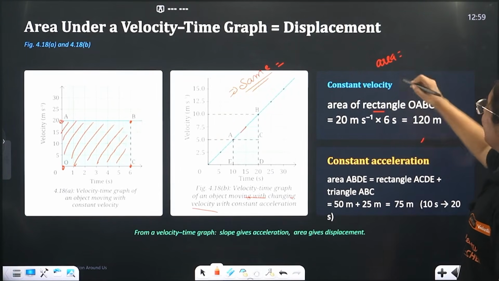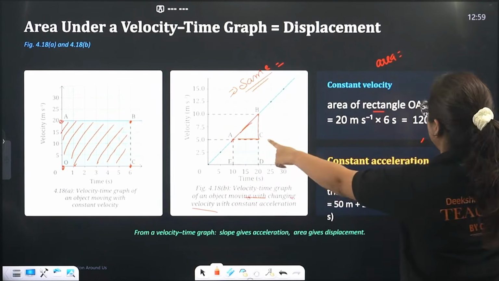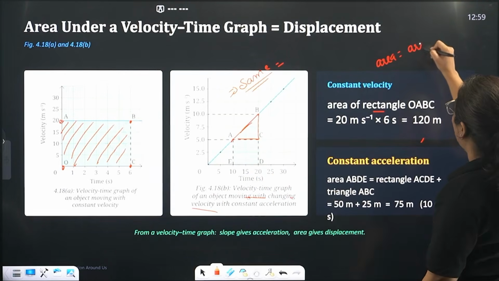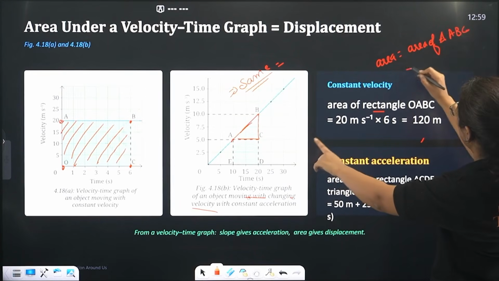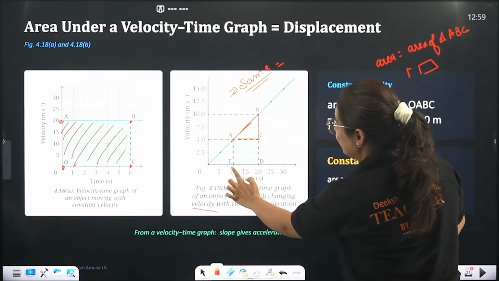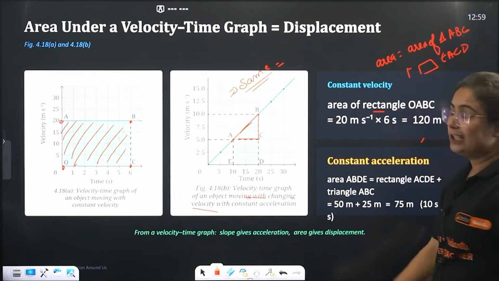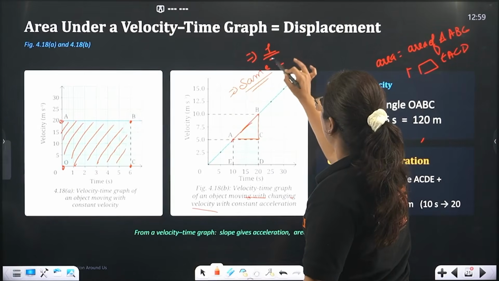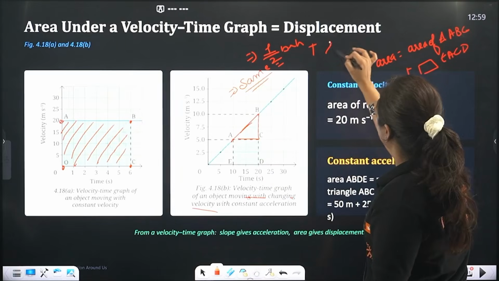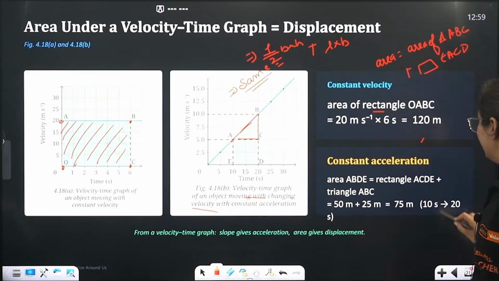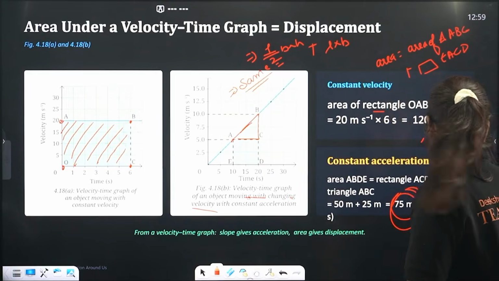Beta, here the area will be, see, this point ABC creates a triangle. So it will be area of triangle ABC plus area of rectangle, that is EACD. Now you know the area of a triangle, that is half base into height, plus we have to do length into breadth of this rectangle. When you calculate, you will find that the area covered in this is 75 meter. Please do the calculation right away.